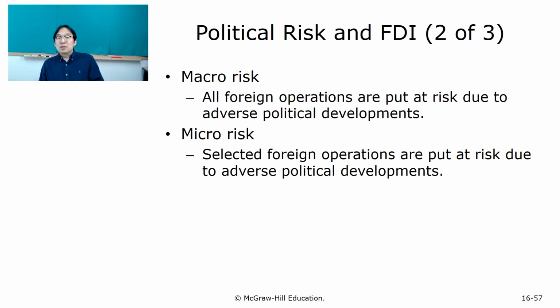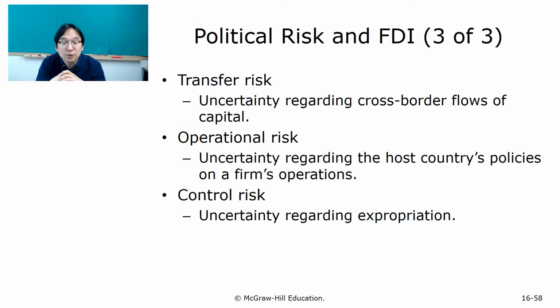And then let's say there are macro risk and micro risk in political risk, just like in economics, macro and micro. With macro risk, all foreign operations are put at risk due to adverse political developments. Micro risk is when selected foreign operations are put at risk due to adverse political developments. And then transfer risk is also there. It's about uncertainty regarding cross-border flows of capital, wealth transfer. Okay, sometimes the politicians of a country will say, you cannot repatriate your profit back to your home country. Boom, stop it. I have to freeze your assets, freeze your money inside our country. Then you're screwed. That's transfer risk.